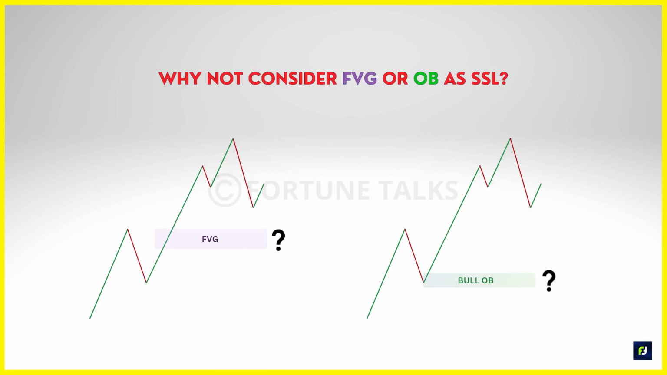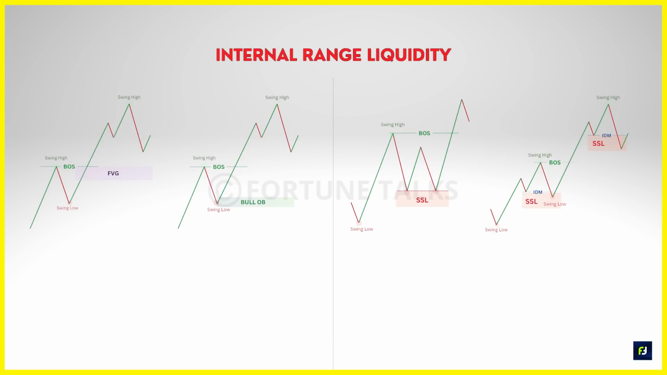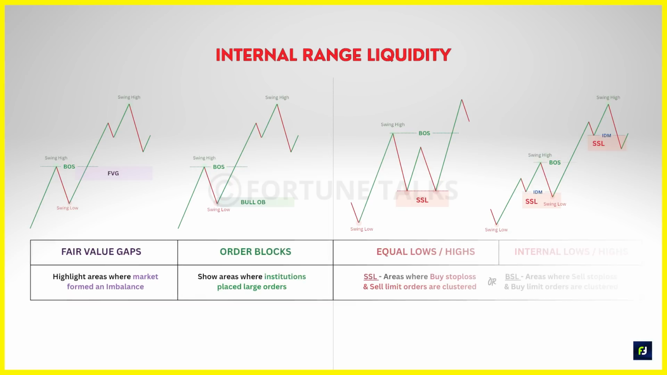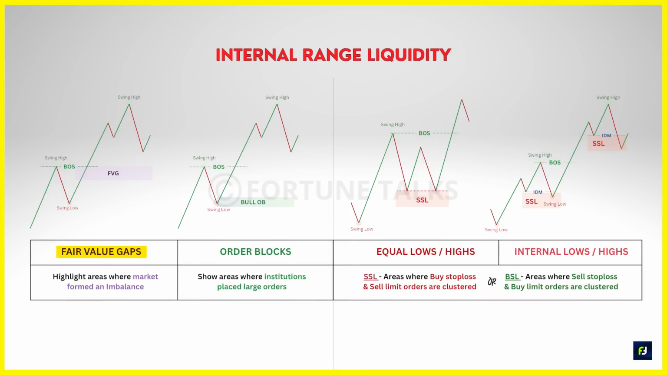Now you can ask me, why not the fair value gaps and order blocks? Why are they not considered? If you have asked this question, then you are very sharp. So even though both order blocks and fair value gaps are considered as internal range liquidity, these are quite different from buy and sell side liquidities. To be more precise, fair value gaps highlight areas where price moved too fast, thereby skipping the liquidity, or it is simply an imbalance in prices that the market would return back to fill.